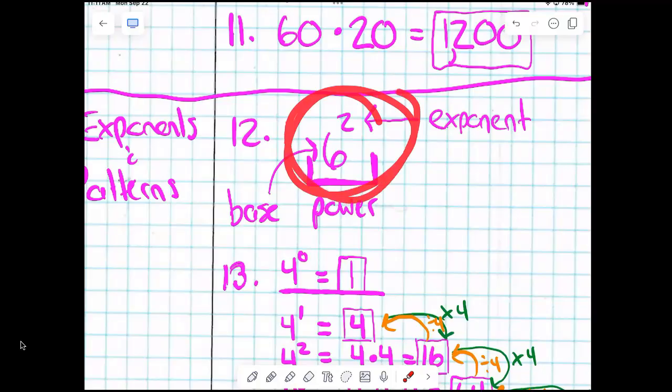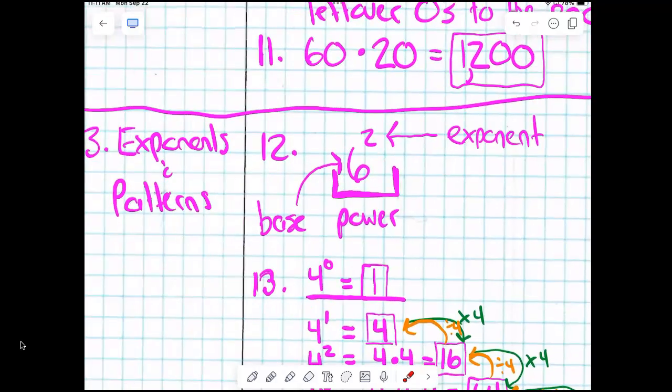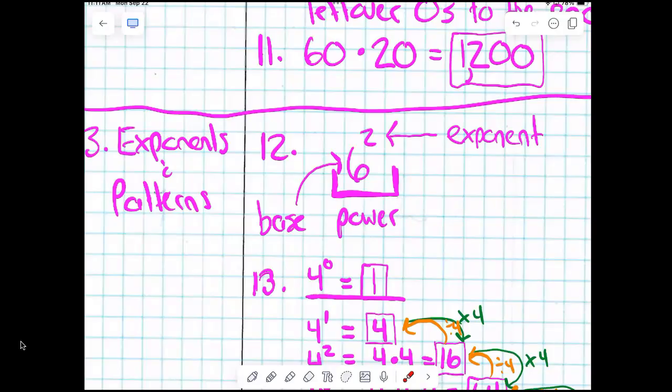What's this whole thing called again? Power. What's the small number called? Exponent. What's the big number called? Base. Okay, so here's the question. What does the exponent tell the base to do? How many times to multiply itself, right?